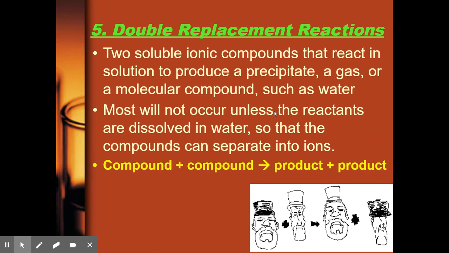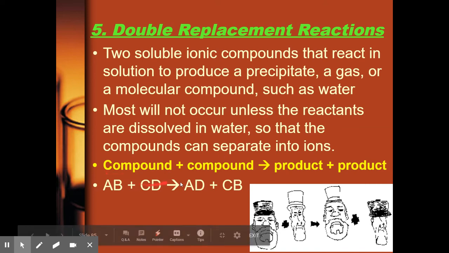So the generic form of this is compound and compound will make product and product. Different compound, different compound. So here you've got AB, CD makes AD. Now it's very regimented in how you can go. This is the positive ion A. It can only make a compound with a negative ion D. So that's why you've got AD.